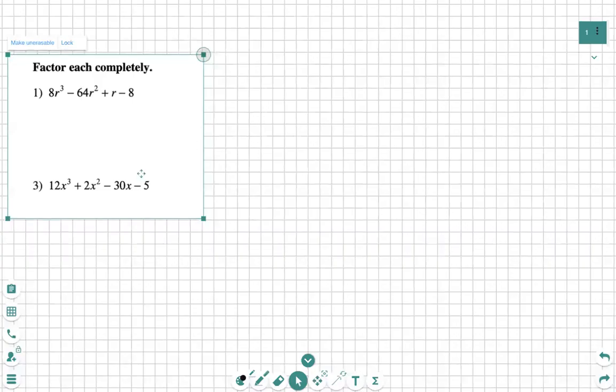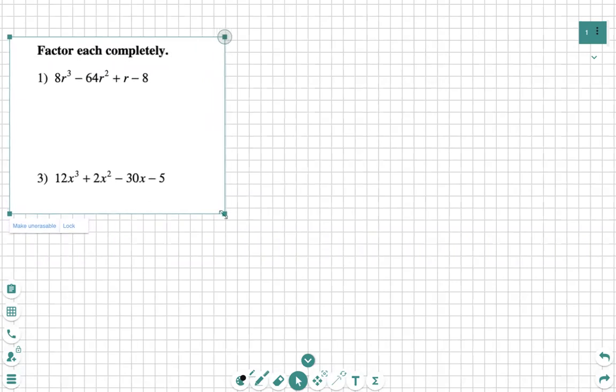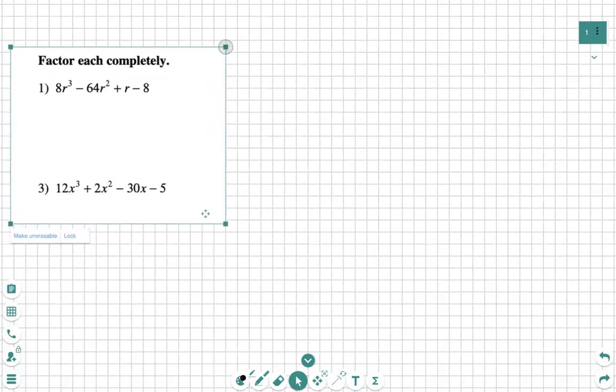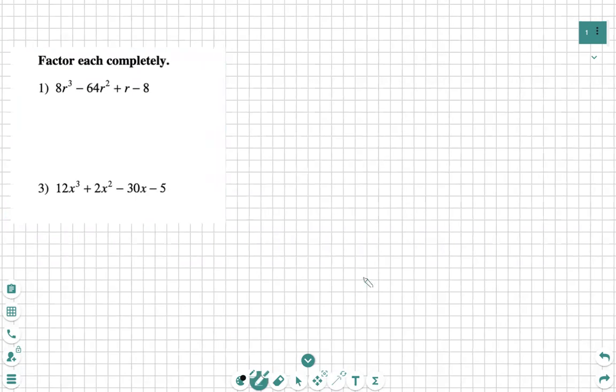Hello. In this video, we're going to go over factoring by grouping. You'll notice in factoring by grouping, there's always going to be four terms. When we're factoring trinomials, the X method, there's only three terms. So in this situation, we have four terms and we're going to factor by grouping.